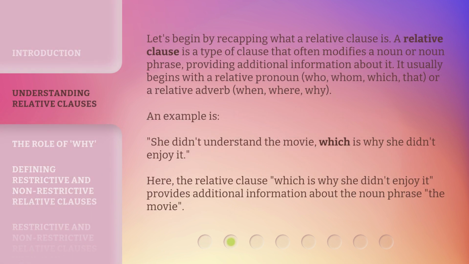Let's begin by recapping what a relative clause is. A relative clause is a type of clause that often modifies a noun or noun phrase, providing additional information about it. It usually begins with a relative pronoun, who, whom, which, that, or a relative adverb, when, where, why. An example is, she didn't understand the movie, which is why she didn't enjoy it. Here, the relative clause, which is why she didn't enjoy it, provides additional information about the noun phrase, the movie.